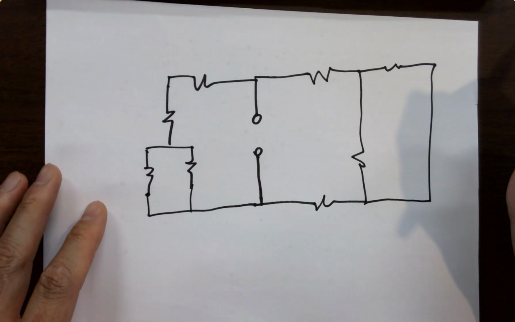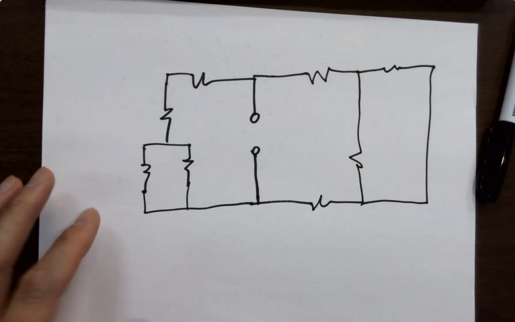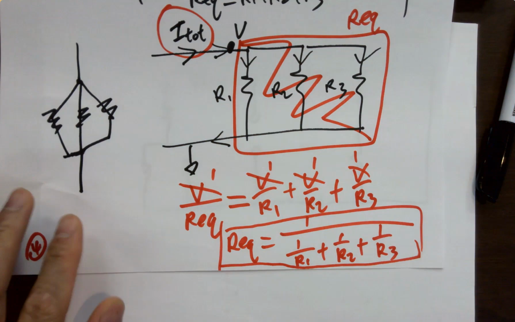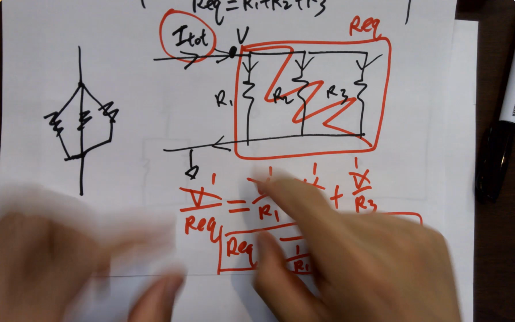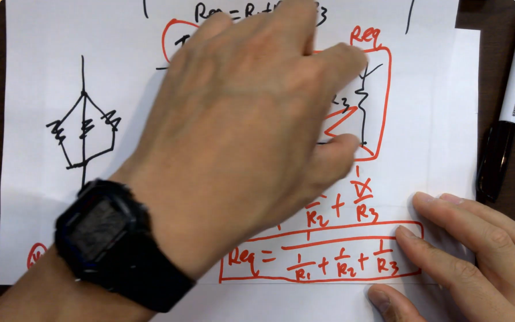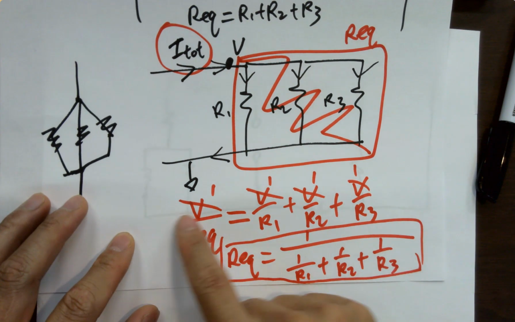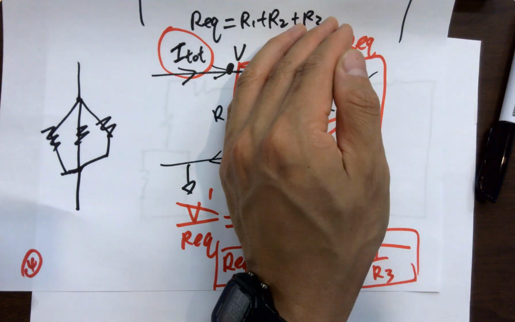How do you know that the equivalent resistance equation works? Because I just derived it. Oh, you mean this one? Yeah. See? The voltage here is the same voltage here, right? So voltage over the equivalent resistance, which is a box here, you can treat it as just one resistor.